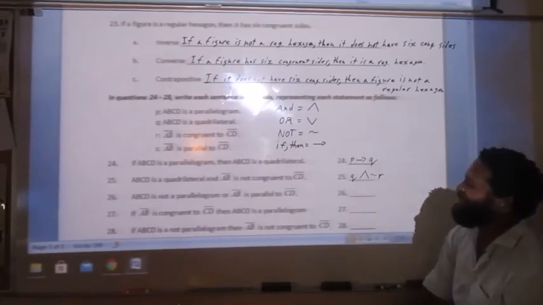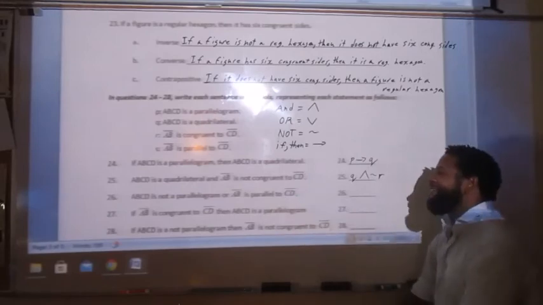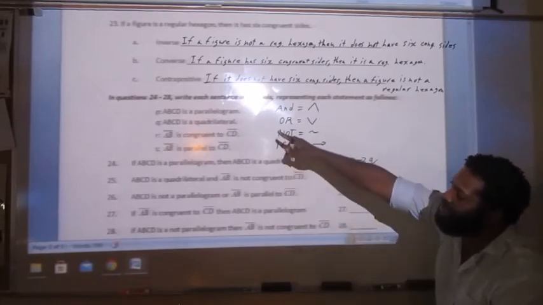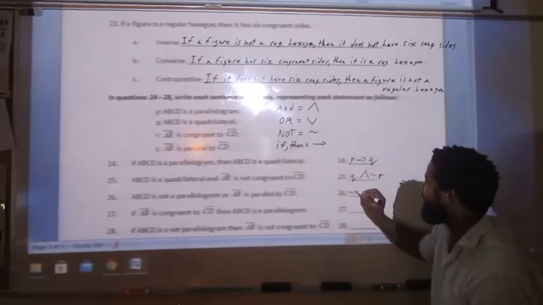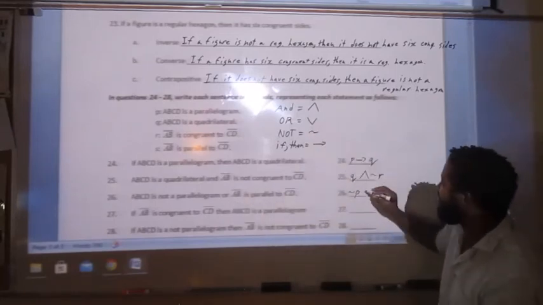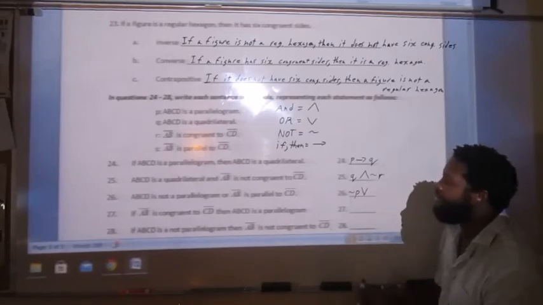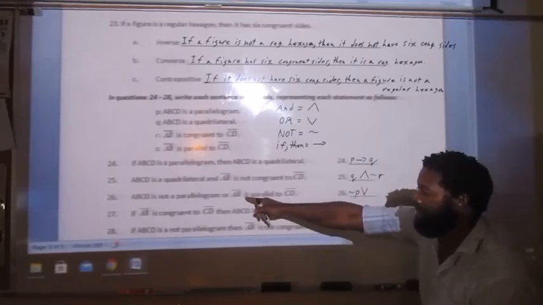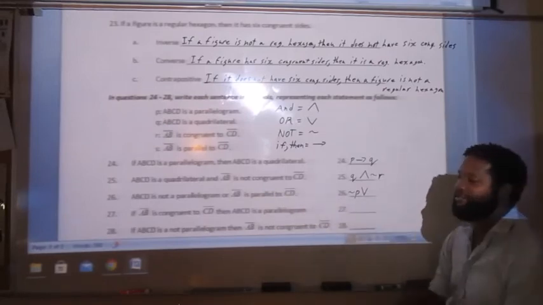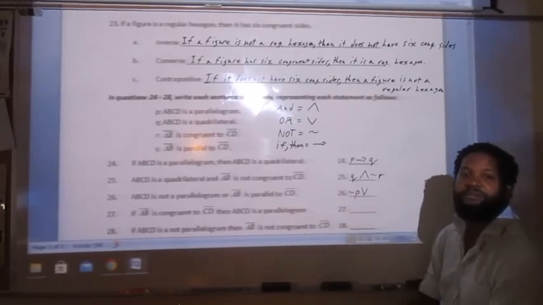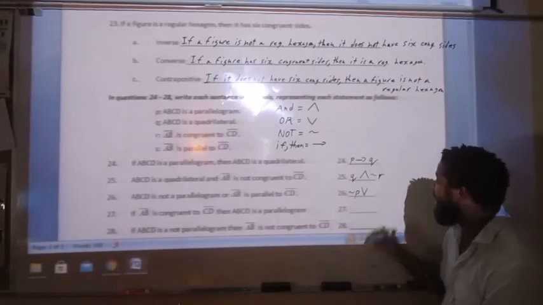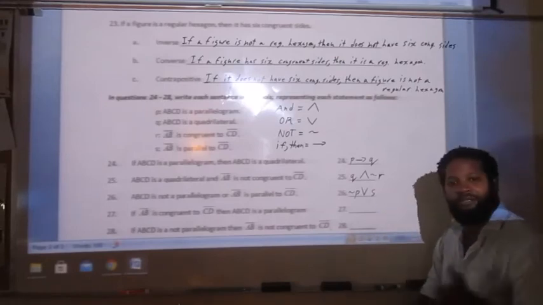ABCD is not a parallelogram. Not P. Or segment AB is parallel to CD. What letter do you think this is? It's S, right? That's correct. Good job.